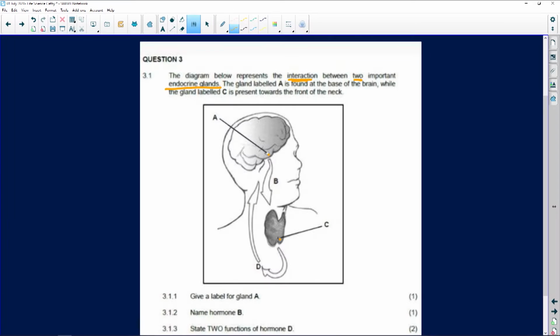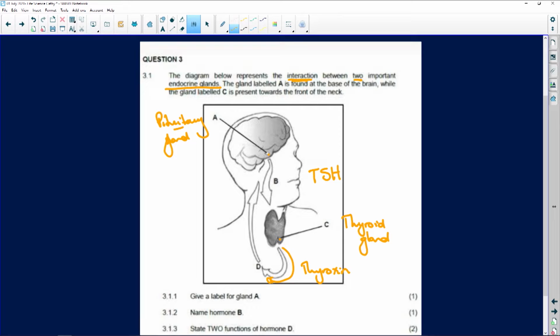Alrighty, so first thing, that is your pituitary gland. Okay, that's number one. Then we've got C is the thyroid gland. All right, now the thyroid produces this hormone, and this hormone is thyroxine. And the pituitary gland, to stimulate the thyroid, is going to be thyroid stimulating hormone. There we go. How absolutely awesome is that?